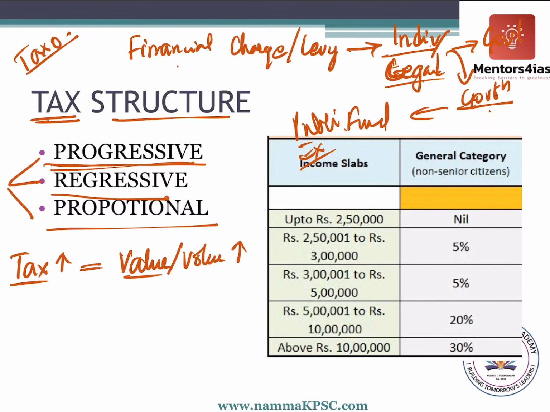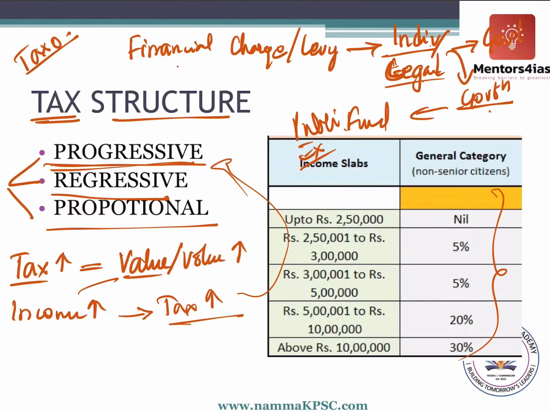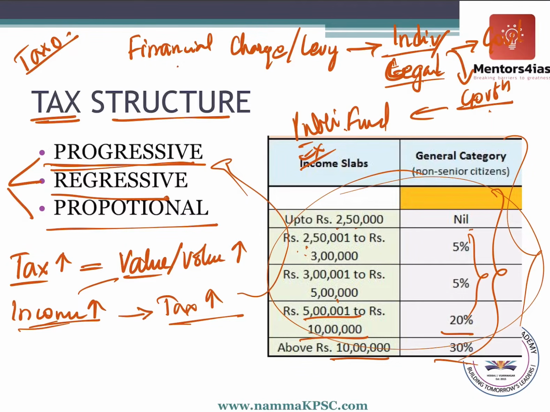So what is an example of a progressive tax? You have your income tax. As your income increases, the tax that you have to pay also increases. This is an example of progressive taxes. Here, if you see, this is an example. Up to 2.5 lakh you don't have to pay tax. This is last year's. Then 2.5 to 5 lakh you have to pay 5%, 5 lakh to 10 lakh you have to pay 20%, and above 10 lakh you have to pay 30%. So as the value increases, you have to pay more tax. Therefore, it is an example of progressive taxation.